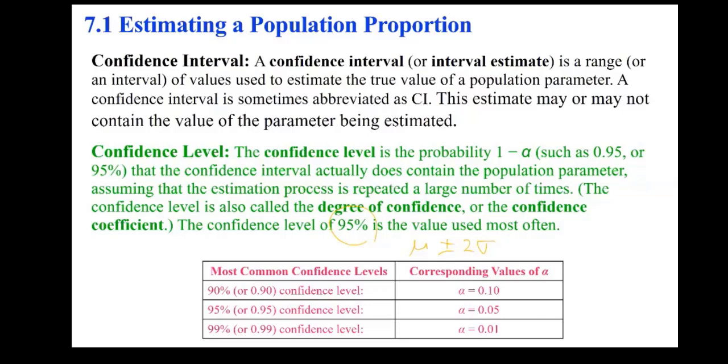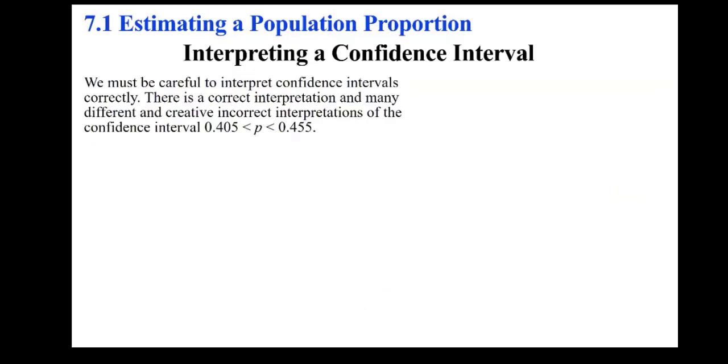So if you go with 90%, 1 minus that, alpha becomes 0.1, 95% becomes 0.05, and the other one is 0.01. Interpretation, let's do interpreting a confidence interval. Be careful when it comes to interpretation. So there are different ways of approaching it. So let's see how statisticians approach this. We must be careful to interpret confidence intervals correctly.